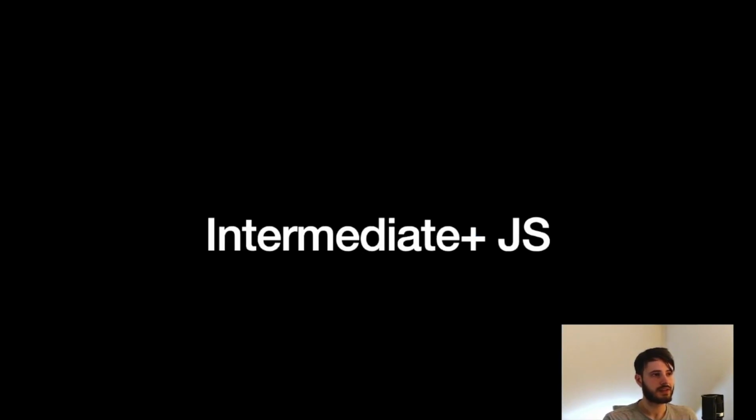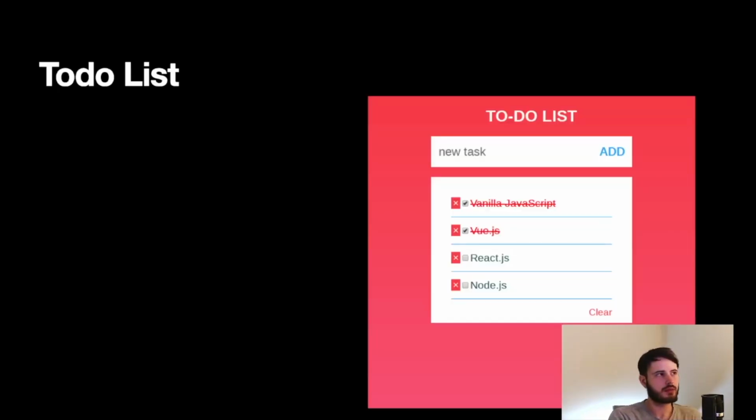Next, the intermediate plus JavaScript. And so this is kind of projects where once you've gotten comfortable with the basics of the language, we can go from there. And the first thing on the list is a to-do list, which is the most cliche, but still a cliche for a good reason, project.